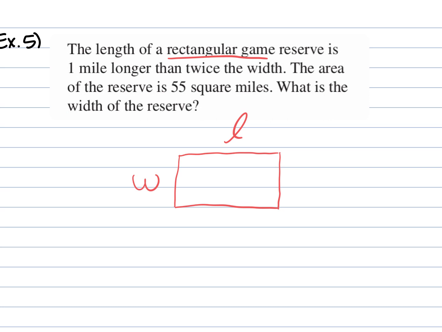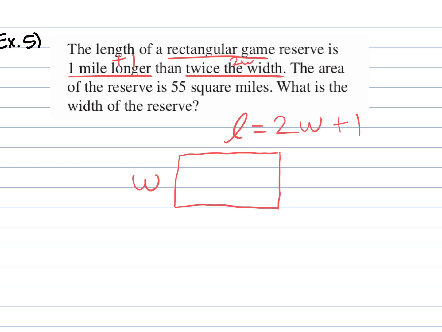This length can be represented by how much of the width? Caden? 2W plus 1. Where did that come from? Addison? When it says it's 1 mile longer than twice the width, that's our plus 1 mile longer, and then very good. Twice the width is going to be 2W, okay? So 2W plus 1 is going to be our length.